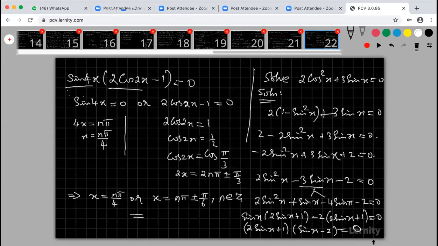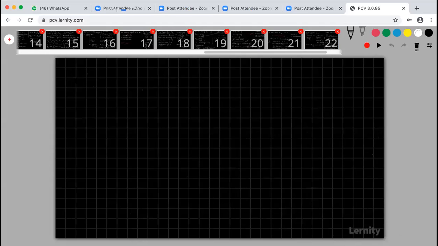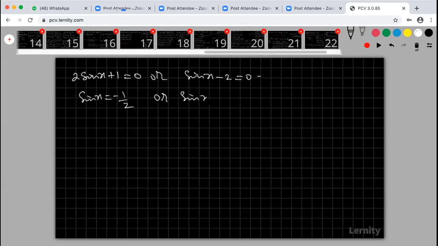So what does that mean? The factorization 2 sin x plus 1 into sin x minus 2 equal to 0 means the first factor 2 sin x plus 1 equals 0, or sin x minus 2 equals 0. So 2 sin x plus 1 equal to 0 gives sin x equal to minus 1 by 2, or sin x is equal to 2.